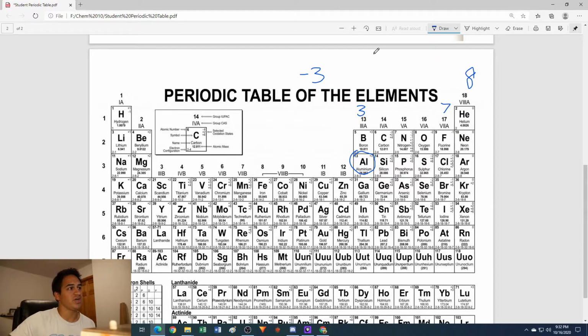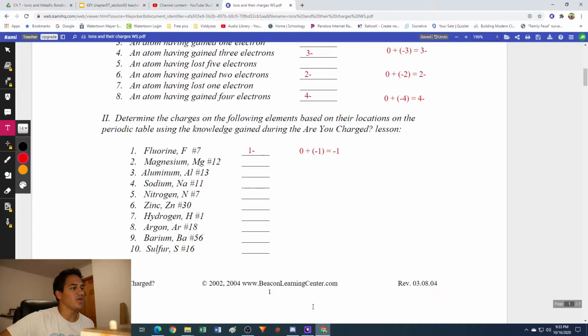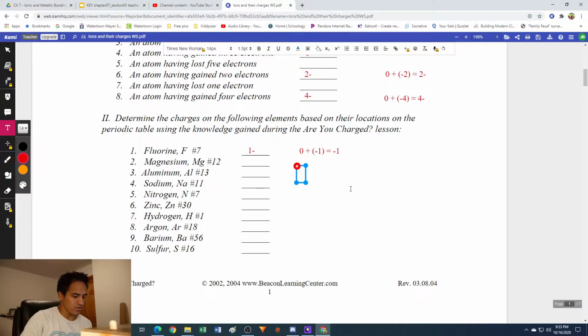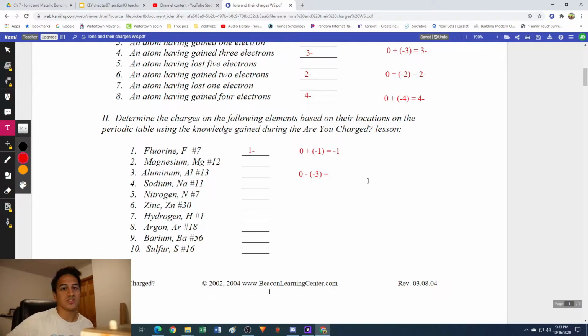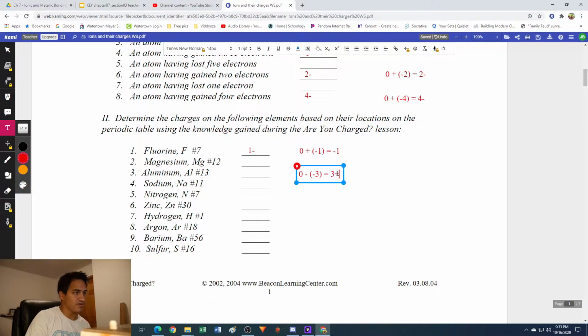So aluminum is going to lose 3. Now again, I have -3 because it's losing 3, not negative. Okay? If we're losing electrons, that makes us positively charged. So remember that aluminum has a charge of 0, but we are losing 3 negative particles. So 0, right, charge is 0, minus 3 negatives gives us a charge of a positive 3 overall. So the charge on aluminum will be 3 plus.